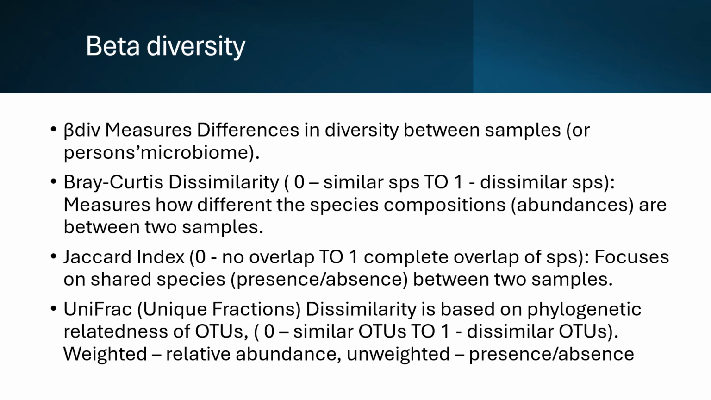Beta diversity. Beta diversity assesses the diversity among different samples. Diversity between the microbiome of patient A and B in a group. Bray-Curtis measures how different the species composition or the abundances are between two samples. Jaccard index focuses on shared species, whether they are present or absent between two samples. UniFrac, or unique fractions, is a dissimilarity measure based on the phylogenetic relatedness of the OTUs.